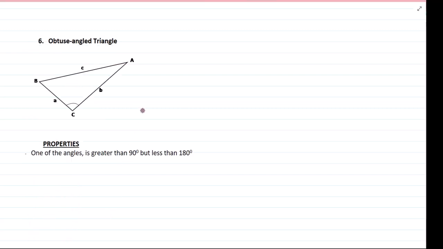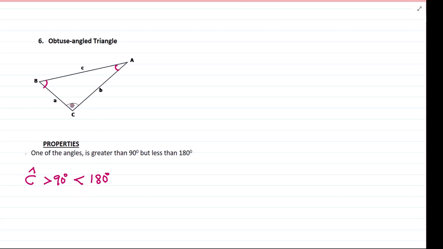Okay, number 6, we have the obtuse angled triangle, and we say the property is one of the angles is greater than 90 degrees but less than 180 degrees. So we have angle B and angle A here, but then angle C is greater than 90 degrees, but then it is less than 180 degrees. So take note of that. That's for an obtuse angle triangle.